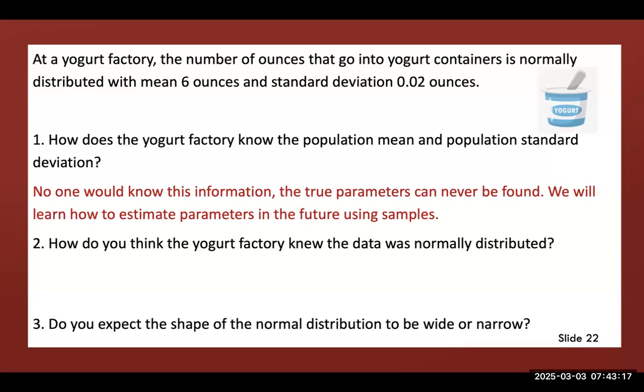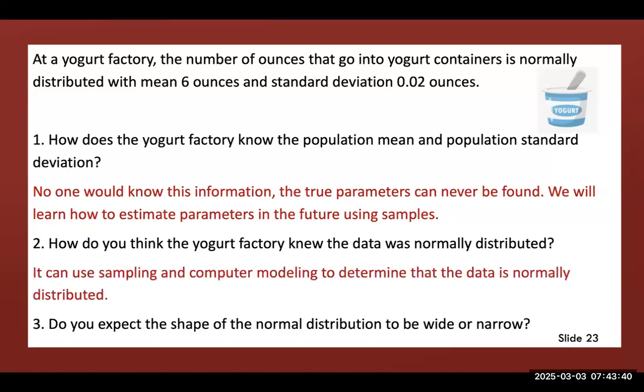But right now, for what we know in this class, we're going to pretend like a little birdie told us the truth. The truth is the mean is 6 ounces. That is the population mean. Later in the semester, we'll learn how to estimate these population parameters. Now, how do you think the yogurt factory knew the data was normally distributed? Well, it can use samples and computer modeling to determine that the data is normally distributed. We're not going to worry about how we know that. If we're told it's normally distributed, then we're going to use that piece of information in this class.